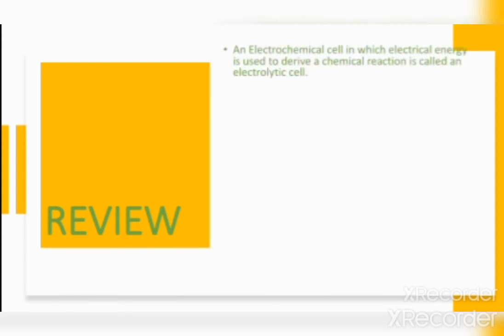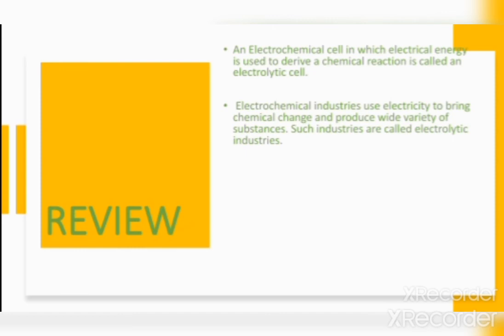Now, let us have a review of what we have studied today. An electrochemical cell in which electrical energy is used to drive a chemical reaction is called an electrolytic cell. Electrochemical industries use electricity to bring chemical change and produce a wide variety of substances. Such industries are called electrolytic industries.